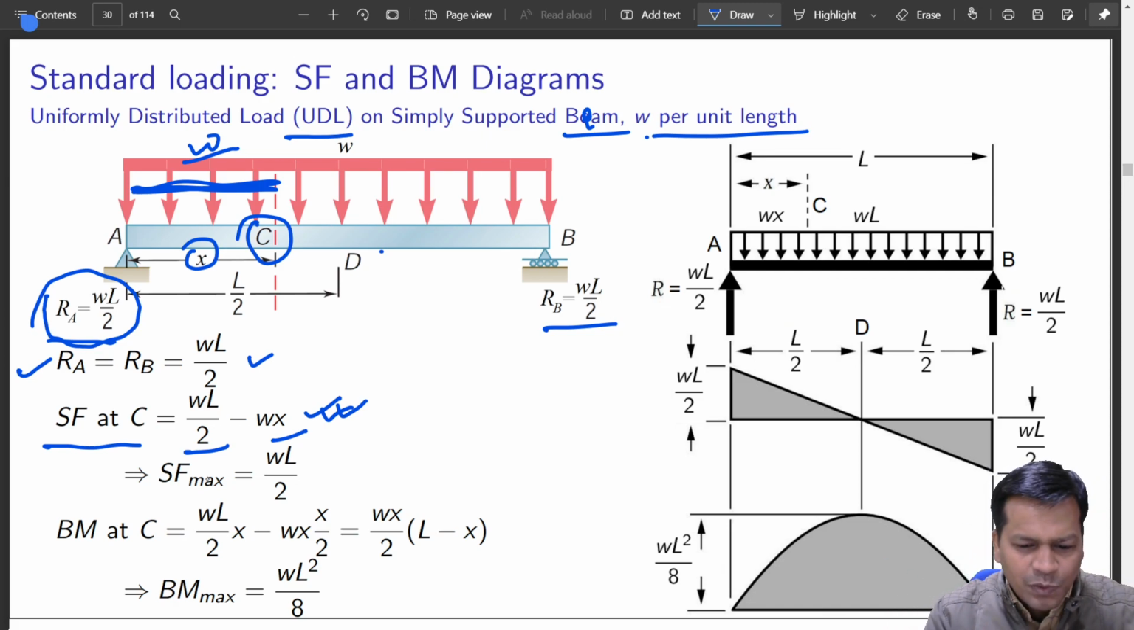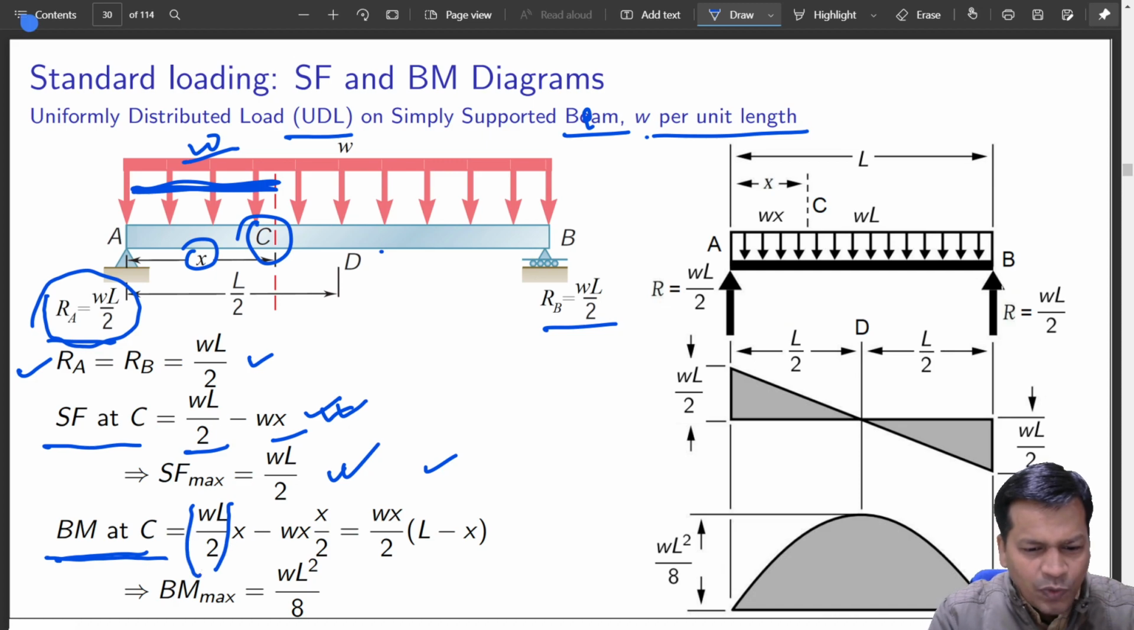Shear force maximum will be at the end; if you substitute it here, you should get it. Maximum should be when x is equal to 0, shear force at that point. And then bending moment, if you calculate, that should give you this. Why is this like this? W into L by 2 is the total load that is acting downward.